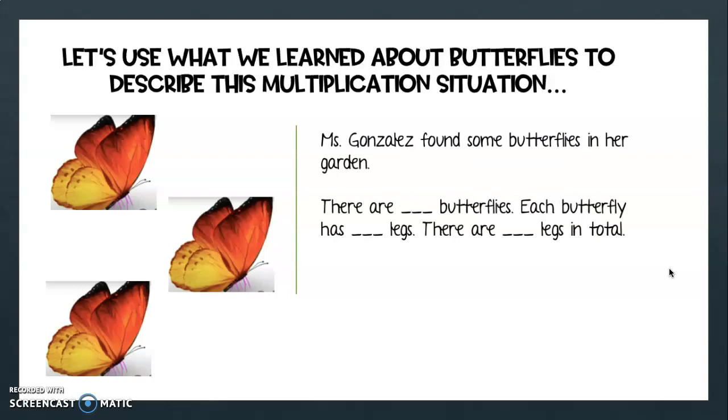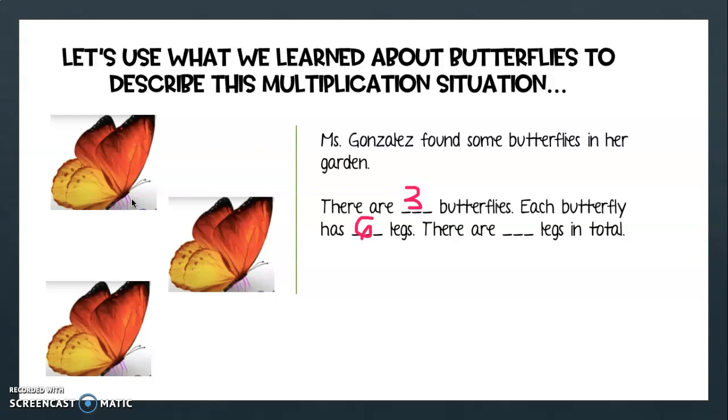Ms. Gonzalez found some butterflies in her garden. And these right here are the butterflies that she found. I see that she found 1, 2, 3 butterflies. So I'm going to say that there are 3 butterflies. Each butterfly has 6 legs. I learned that in the video, and I can also see the image here of the butterfly, and it has 1, 2, 3, 4, 5, 6 legs. So I'm going to say that each butterfly has 6 legs.